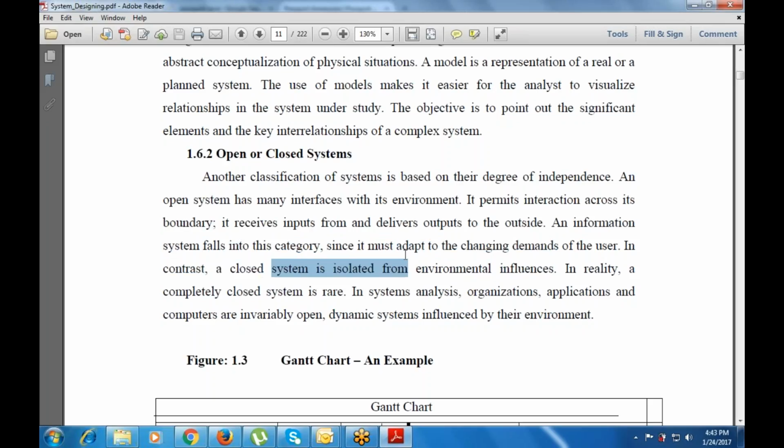In contrast, a closed system is isolated from environmental influences. In reality, a completely closed system is very rare to find, because there is no system that has no boundary or limitation, since everything has some system limitation. So it is very difficult to find.